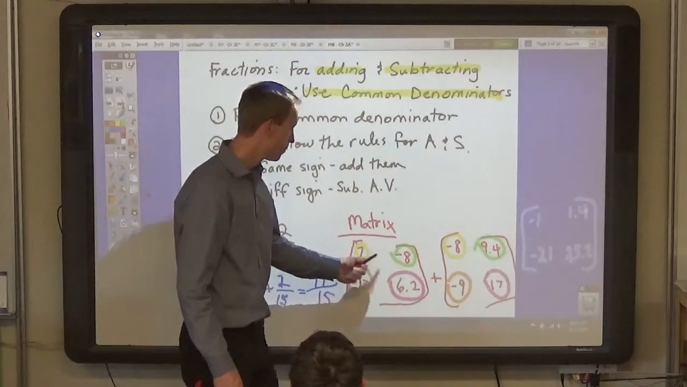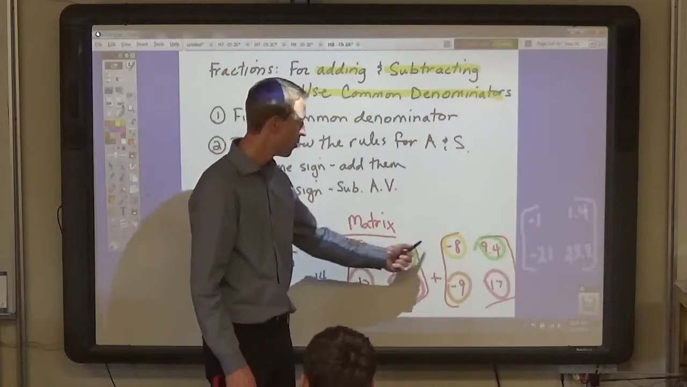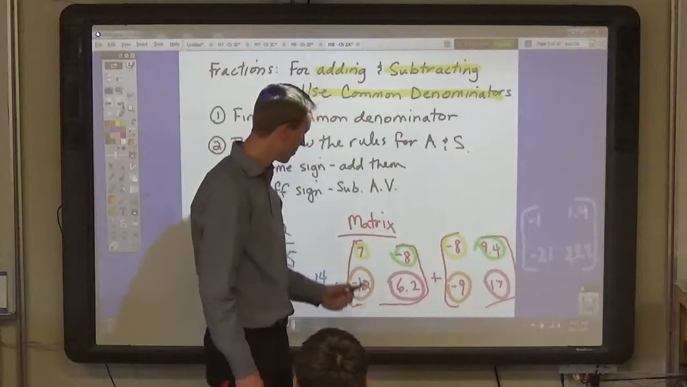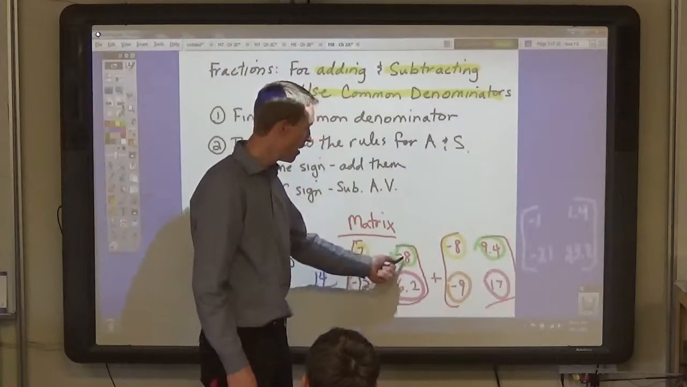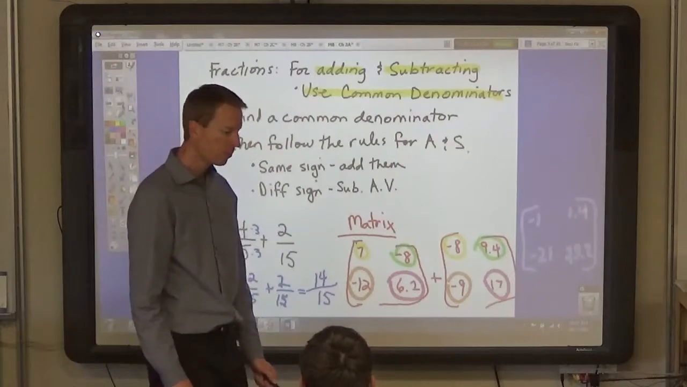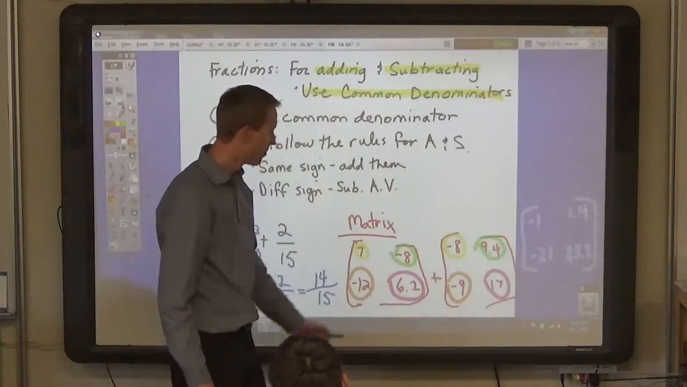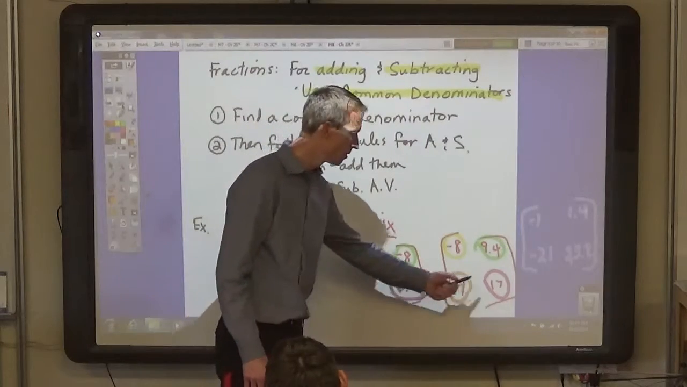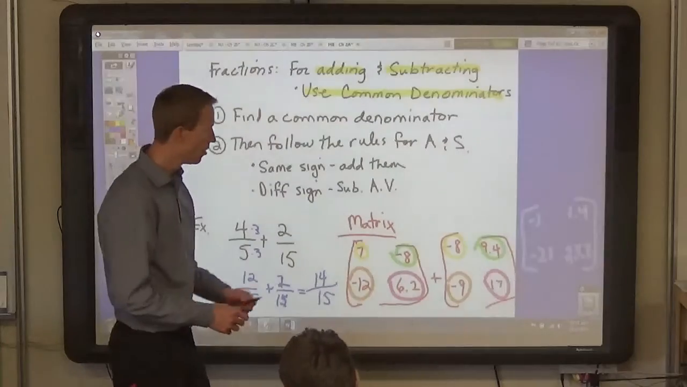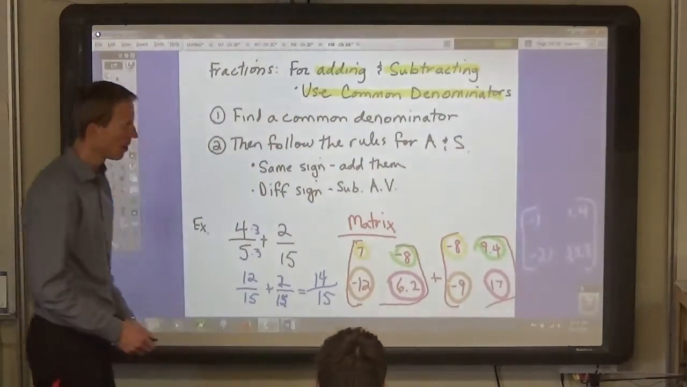You would use the operation that's given, and you'd follow that to the same spot on the other matrix. 7 plus -8. -8 plus 9.4. -12 plus -9. And 6.2 plus 17. That's how a matrix works. You go to use the number in the same spot on the other one. Okay?